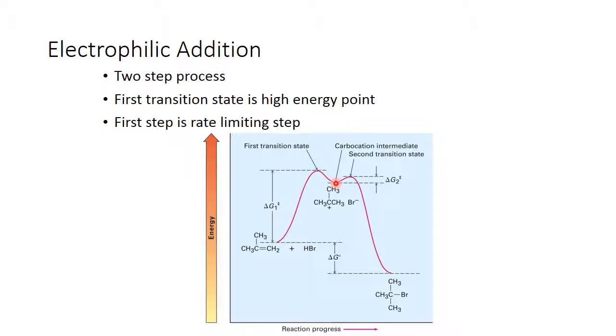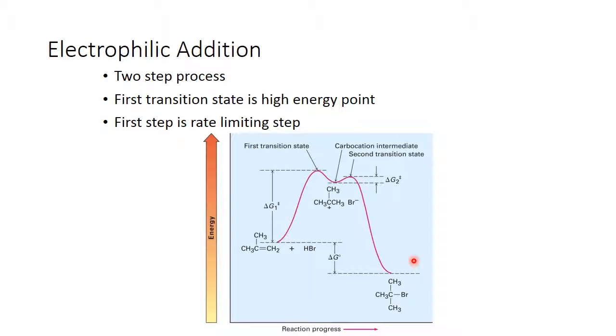Now, once this forms, there's such a small activation energy for the next step that it stays only a brief moment and then, whoo, goes over here and the bromide adds to the carbocation. You can see this is an exothermic reaction, so heat is evolved.